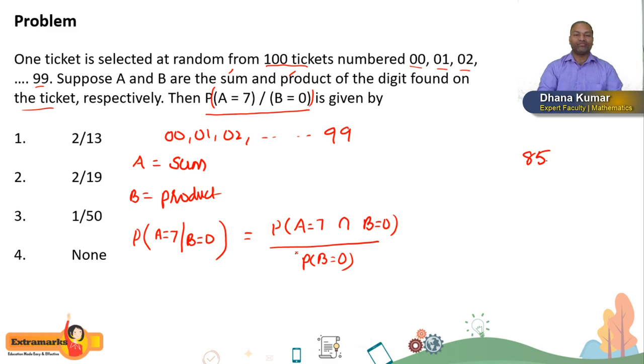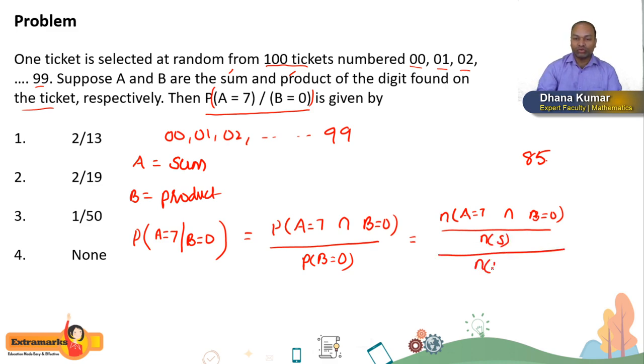Okay, denominator part right here. Fine. Generally, the probability formula is what? Number of favorable cases by total number of cases. Correct or not? So this can be written as N of A intersection B is equal to 0 by total number of cases, that is N of S. That is 100 here. By N of B is equal to 0 by N of S. So N of S cancels. So the given problem reduces to N of A is equal to 7 intersection B is equal to 0 by N of B is equal to 0. So if you are finding these two values, the problem is over. I think it's a very easy question.